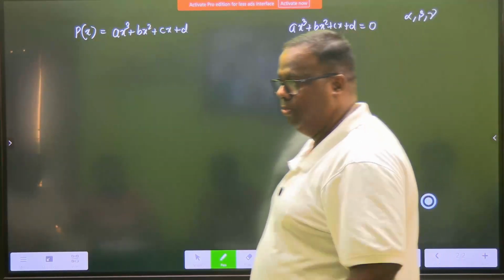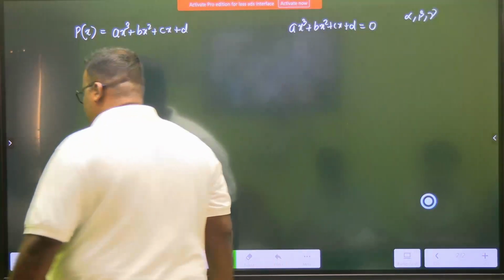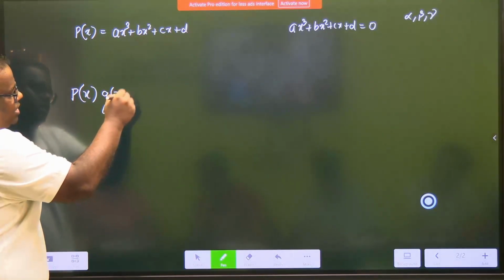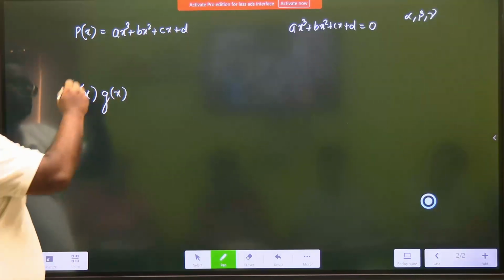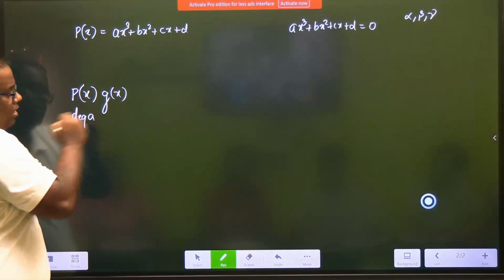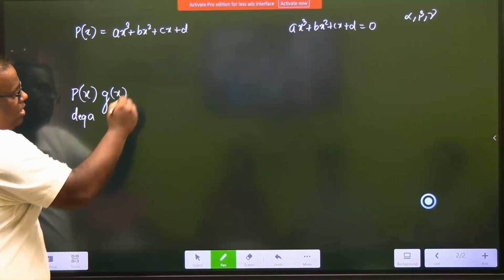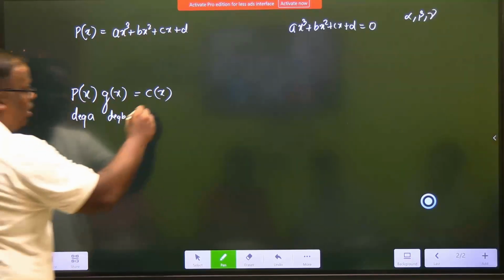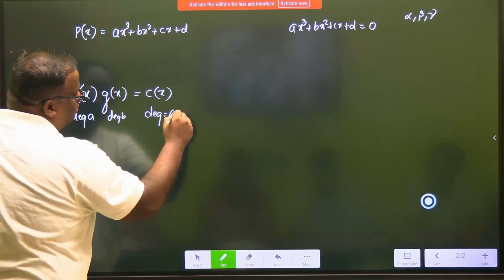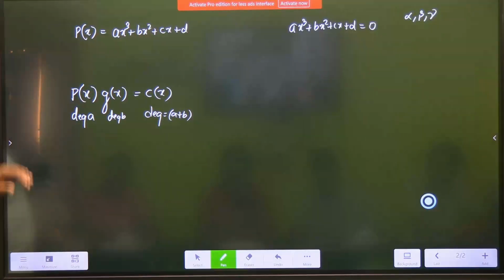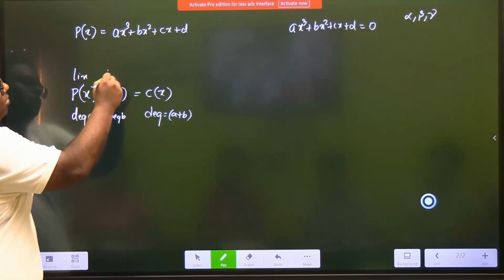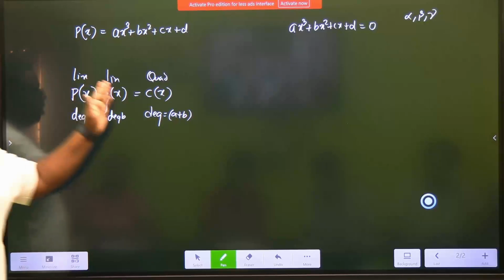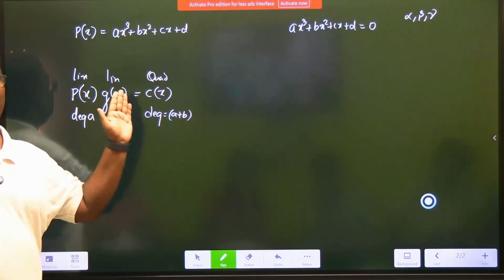One thing which you should know before this is, say I am multiplying a polynomial px with another polynomial gx, right? Suppose its degree is a and the other's degree is b. They will give rise to another polynomial called cx. Very important: cx will have a degree equal to a plus b. Let's understand in easy language. Linear multiplied by linear will give you quadratic, 1 plus 1 is 2. Linear into quad will give you cubic.